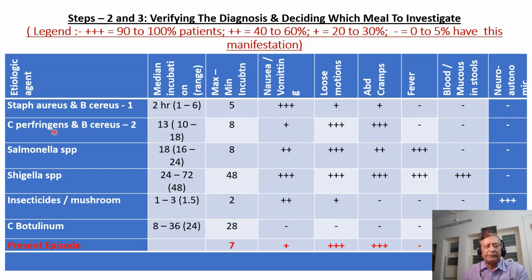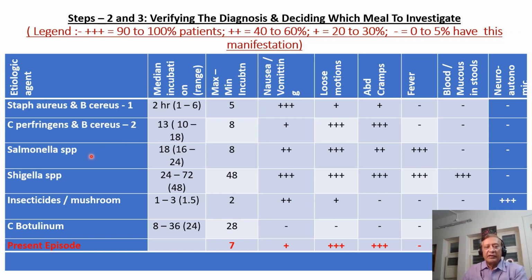In case of Clostridium perfringens or Bacillus cereus type 2, you will recollect that Bacillus cereus has two types of food poisoning. One is Bacillus cereus type 1, which is akin to Staph aureus, and the other one is Bacillus cereus type 2, which is akin to Clostridium perfringens in its manifestations. Now, in this case, the median incubation is about 13 hours with a range of 10 to 18 hours. Nausea and vomiting is only in a few cases, but loose motions and abdominal cramps are almost universal. Almost 90 to 100% of patients will have loose motions or abdominal cramps, and the other symptoms are missing. Fever definitely is missing in Clostridium perfringens, Staph aureus, or Bacillus cereus type 1 and 2 types of poisoning.